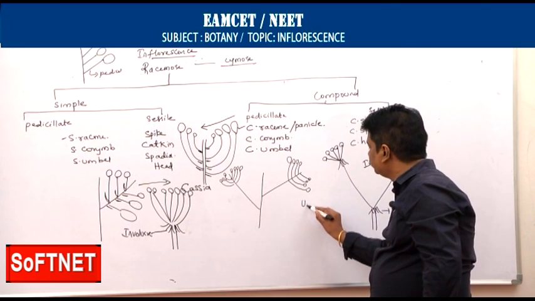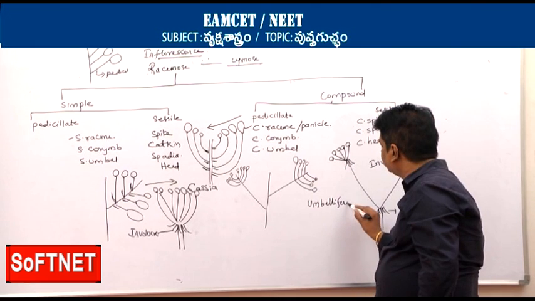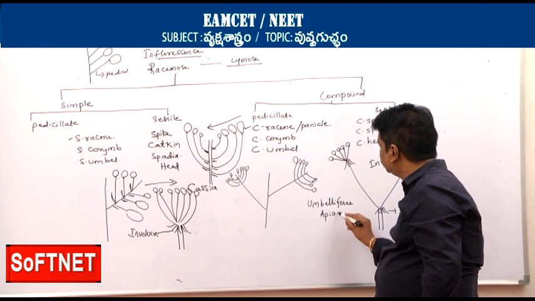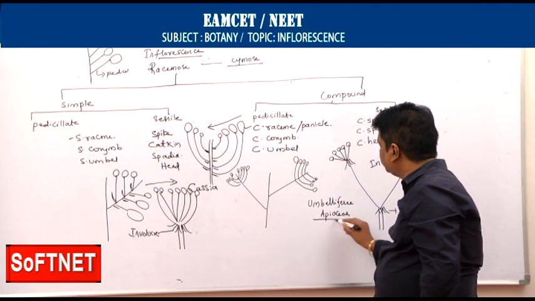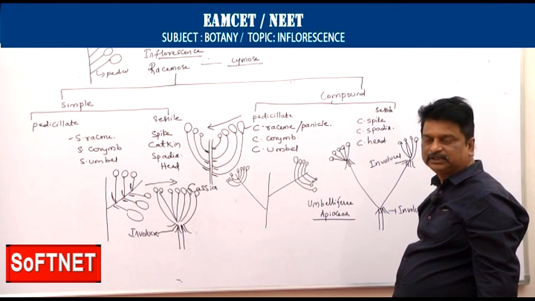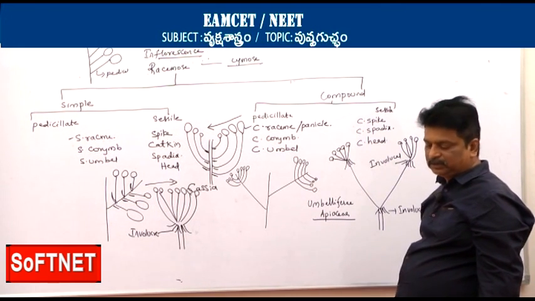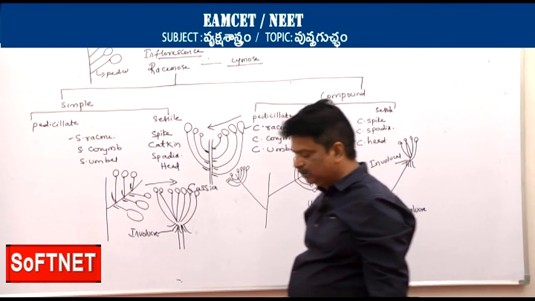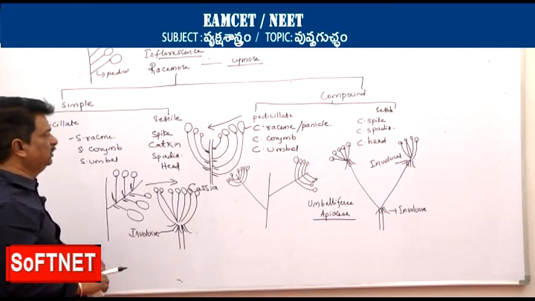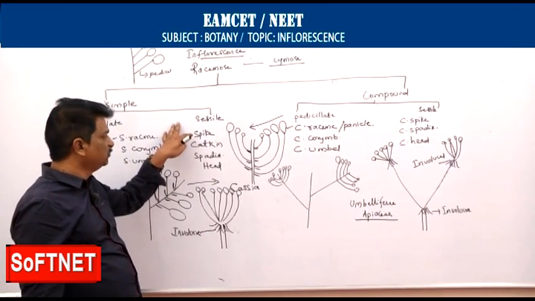Compound umbel is a characteristic feature of the Umbelliferae family. Its old name is Umbelliferae, the new name is Apiaceae. An example for Apiaceae is carrot, scientific name Daucus carota. Daucus carota means the root is tuberous and the inflorescence is compound umbel. These are the types of inflorescence in racemose.